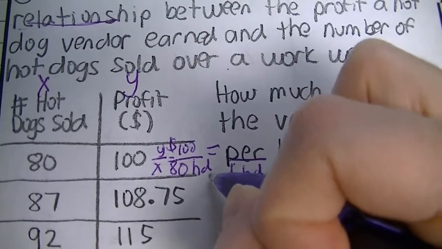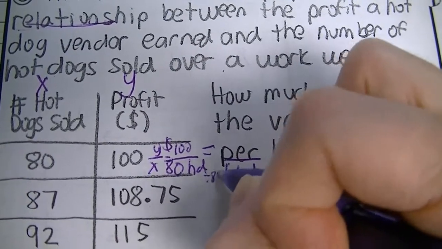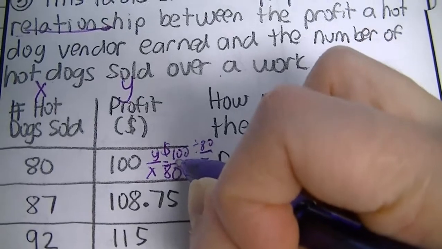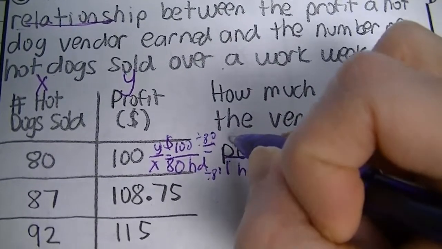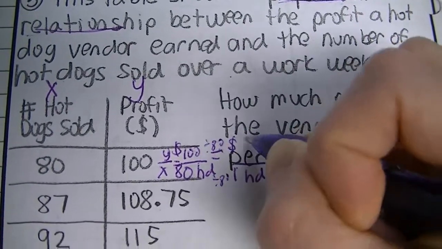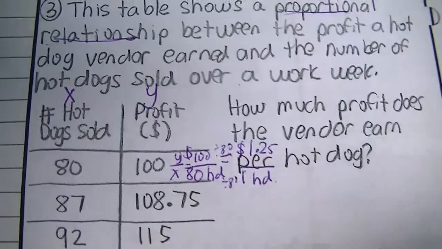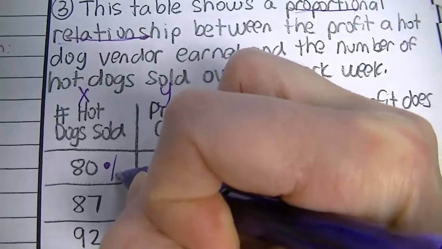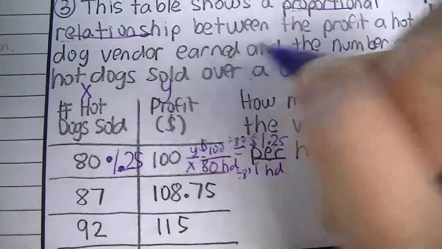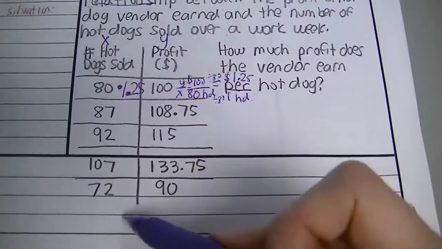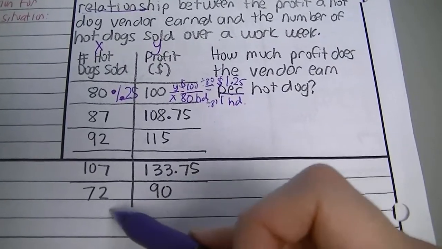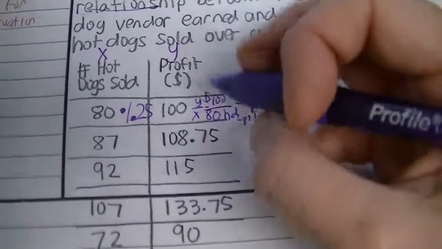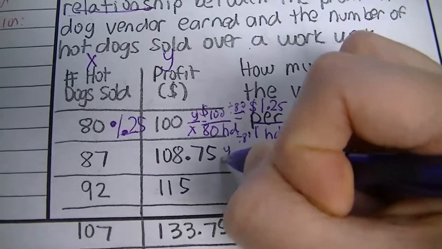So 80 divided by what number gives you 1? Let's divide it by 80. 100 divided by 80. Go ahead and punch that in. What do you get? You get $1.25 per hot dog, okay? So I'm going to go ahead and write this right there because that's going to help me with my equation. And later on, it's going to help you know what to do when you need to fill in your own values right here, okay?